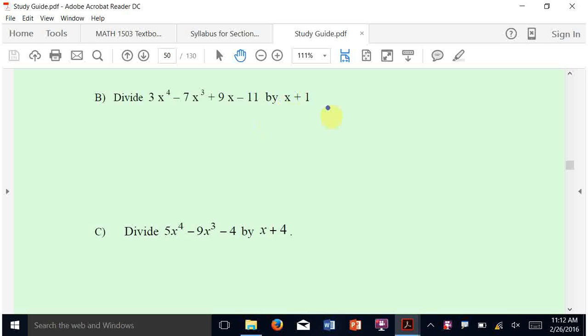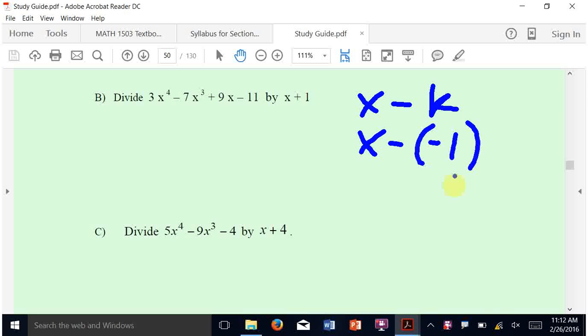It's also important to note that your divisor will be in the form of x minus k. So to put this divisor in that x minus k form, it would be x minus negative 1. Or you'll just have the opposite of whatever number you have here. And where does this negative 1, this k go? Well, here's how you'd set it up. Here's what it would look like. Negative 1.